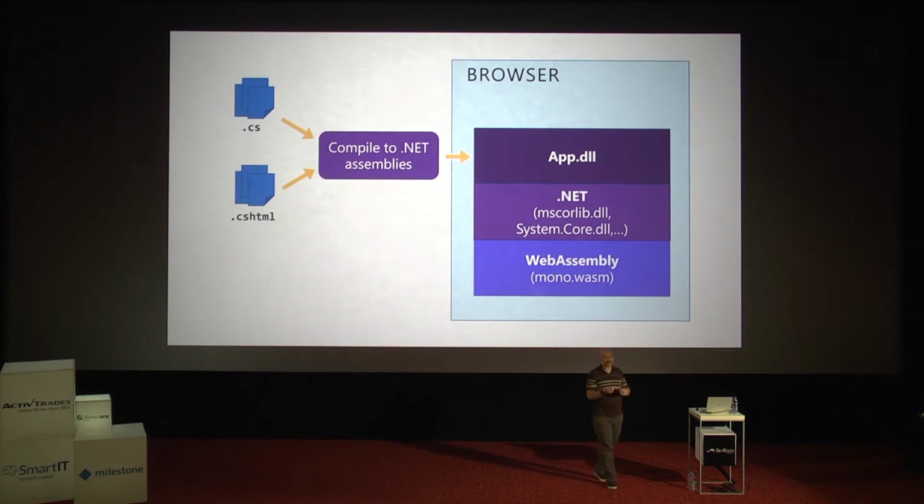So it handles all your .NET stuff, like garbage collection and strings and all that kind of stuff, right? And then all your application DLLs get pulled down. So if you've referenced a NuGet package, the DLLs in that NuGet package also come down to the client, right? So that's an important thing to understand.